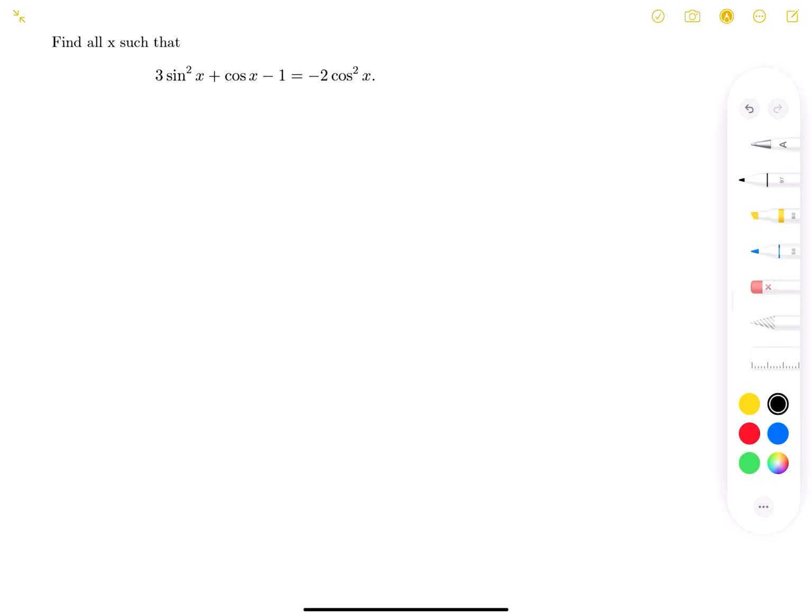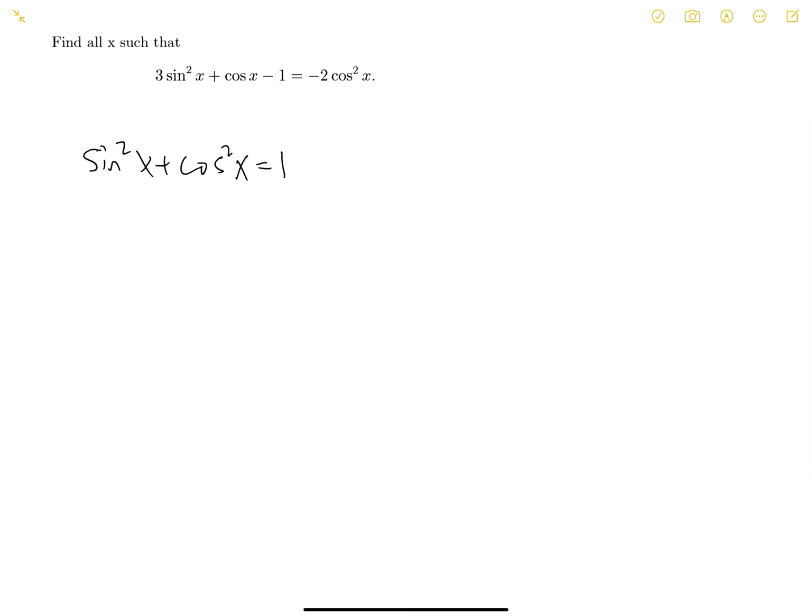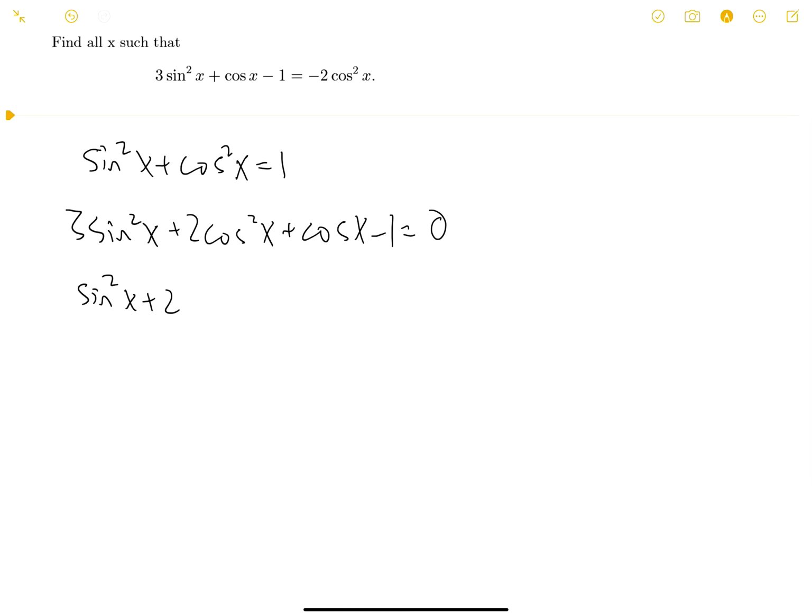So this problem is actually not that difficult, and we can use one essential trig formula, which is that sine squared plus cosine squared x equals 1. Now we have the minus 2 cosine squared x on the right side, and we need to move it to the left side. Therefore, we get 3 sine squared x plus 2 cosine squared x plus cosine of x minus 1 equals 0.